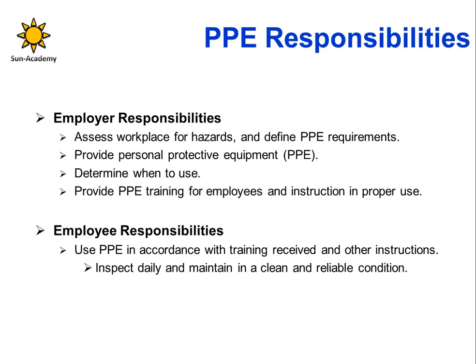PPE responsibilities. The employer's responsibilities include to assess the workplace for hazards and define PPE requirements, provide PPE, determine when to use it, and provide the PPE training for employees and instructions in the proper use. It's the employee's responsibility to use the PPE in accordance with the training received and other instructions, and to inspect daily and maintain the equipment in a clean and reliable condition.